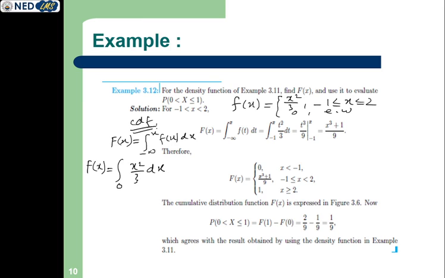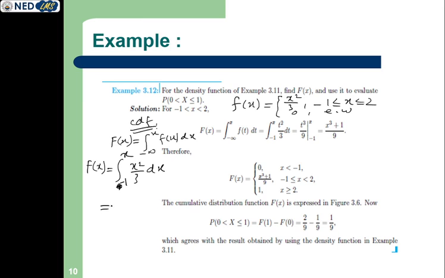Minus infinity stands for the lower limit of our given function. What is the lower limit? This is minus 1. So minus infinity means minus 1 to x. X remains the x, the random variable remains the random variable. So minus infinity means the lower limit of our given function, which is equal to minus 1.